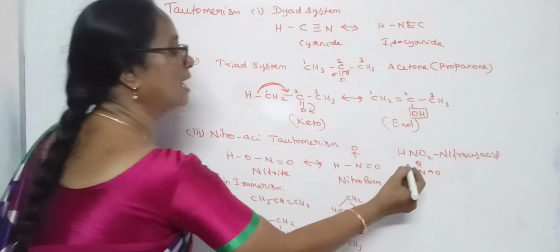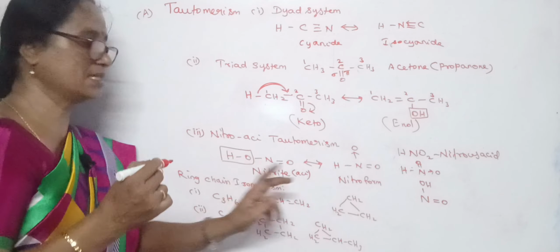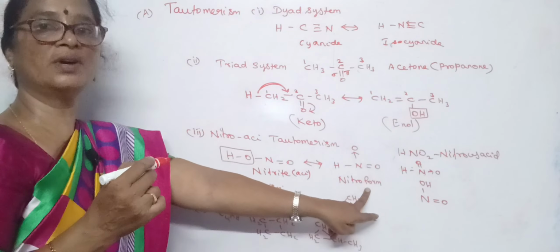So how can we do this? The hydrogen moves to oxygen, so we find N-O-H with a double bond to O. This is called the acid form, and the other is the nitro form. Why is it called the acid form? See, the OH group to which the hydrogen is attached has acidic property. So this is the acid form of nitrous acid, and this is the nitro form of nitrous acid.